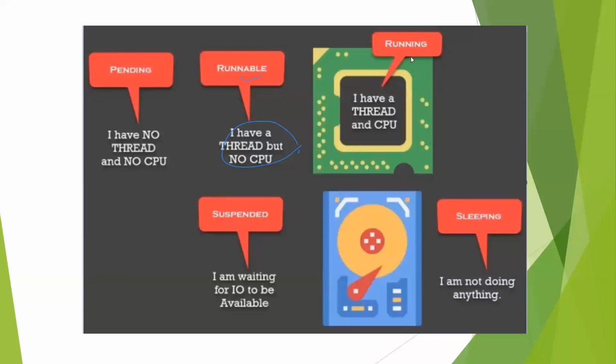So if the thread is currently running, I have a thread and a CPU, and it is currently executing on the CPU. If you see the status as suspended, then it is waiting for some resources, for example blocking. If you have blocking, then the status will be suspended. If it is sleeping, it is not doing anything; it just left the connection open and did not close it. Those are the states that we see even if you query the sys.processes catalog table.